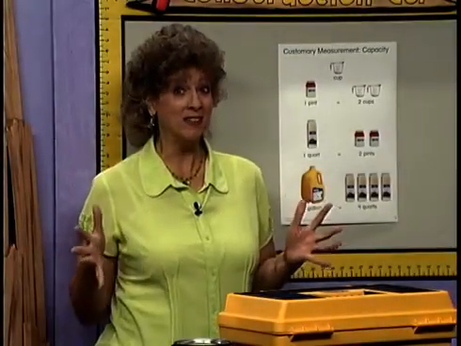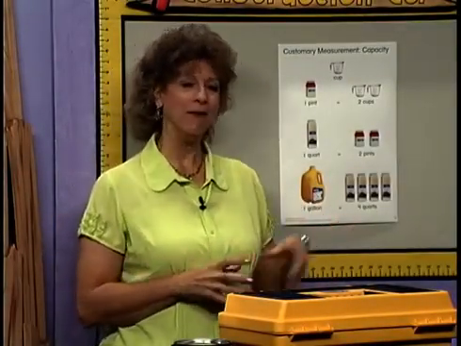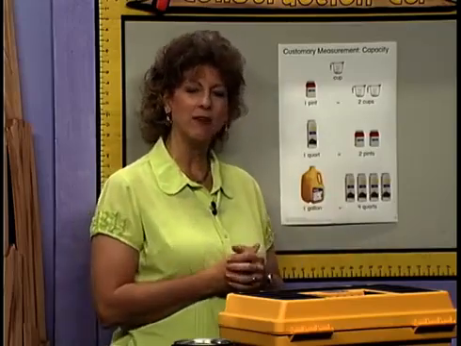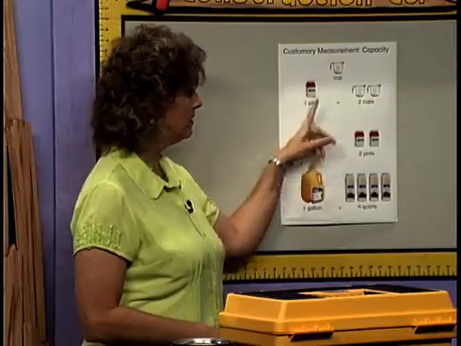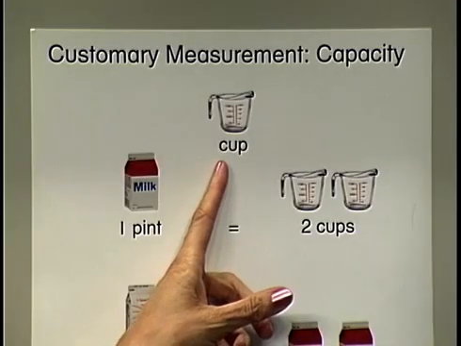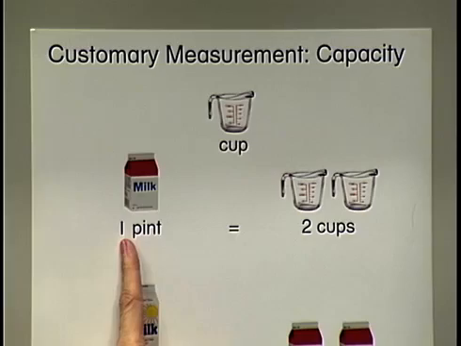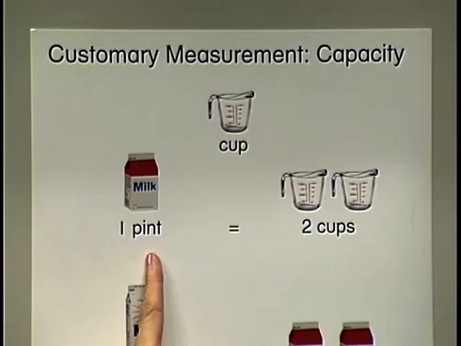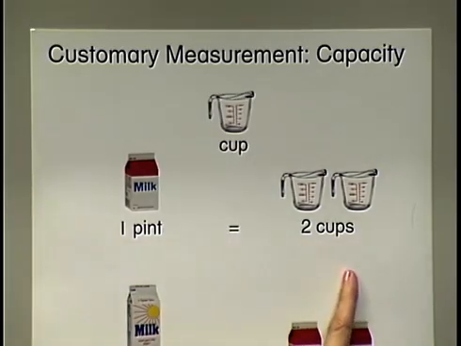Did you practice enough to get most of them right? Practice really helps, you know. And we haven't practiced our capacity for a very long time. So let's take a look at our capacity chart. What does this first picture show? Yes, it is a cup. And what's this one? A pint of milk. Do you know how many cups are in a pint? Yes, 1 pint equals 2 cups.